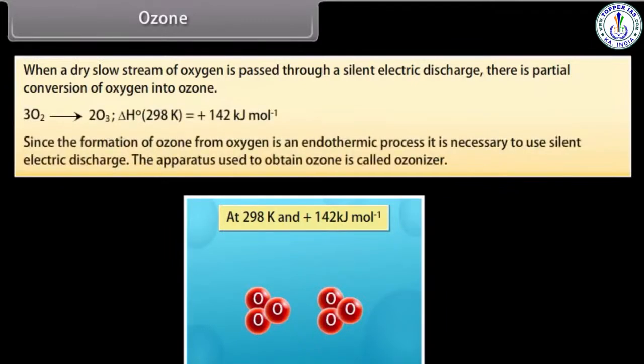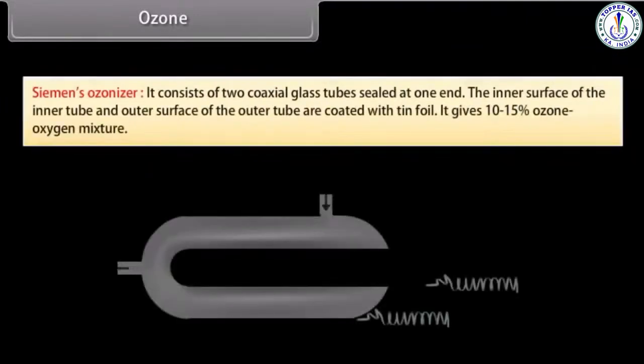Since the formation of ozone from oxygen is an endothermic process, it is necessary to use silent electric discharge. The apparatus used to obtain ozone is called an ozonizer. Siemens ozonizer consists of 2 coaxial glass tubes sealed at one end. The inner surface of the inner tube and the outer surface of the outer tube are coated with tin foil. It gives a 10 to 15% ozone-oxygen mixture.